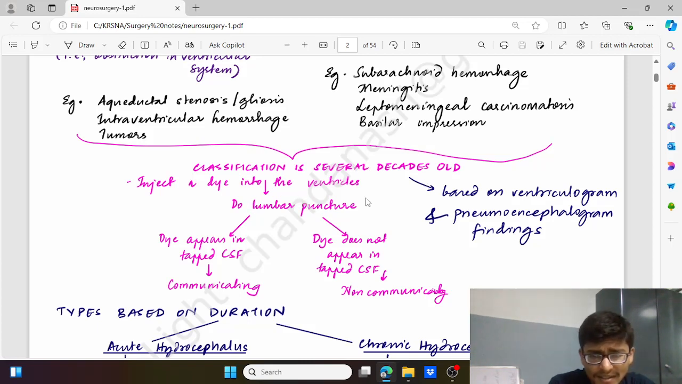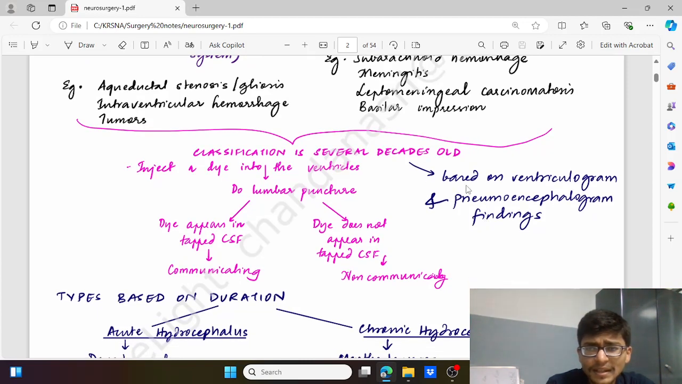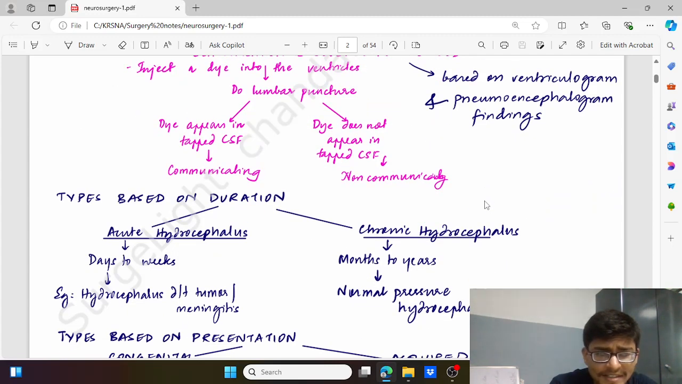Then it could also be differentiated on the basis of injection of a dye into the ventricle and then doing a lumbar puncture. If the dye appears in the CSF, then it is the communicating type of hydrocephalus. If the dye does not appear in the CSF, then it is the non-communicating type. And this classification of obstructing, non-obstructing is based on ventriculogram and pneumoencephalogram findings.